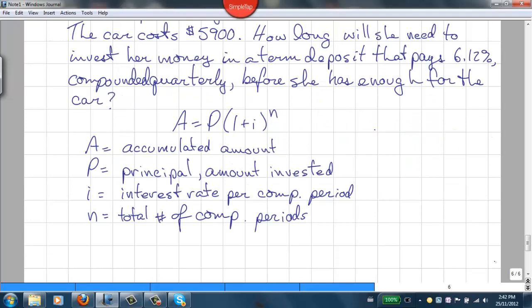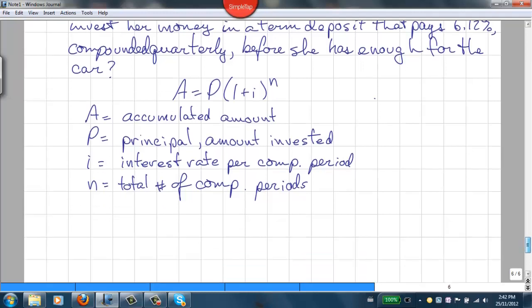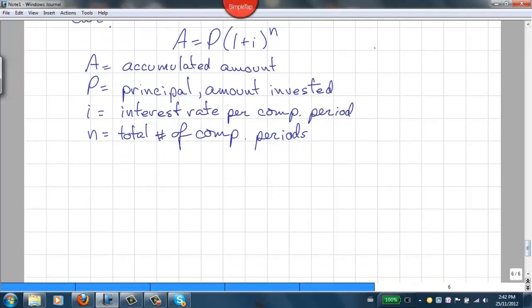So in this particular case, our accumulated amount, the amount that she wants to have at the end, is the value of the car. So she wants to have $5,900. The amount that she invested, the principal, is the $5,000 that she had saved up until then. She's putting it into a term deposit. That's going to be the interest rate that she's going to earn. The multiplying factor is going to be 1 plus whatever the interest rate is per compounding period.